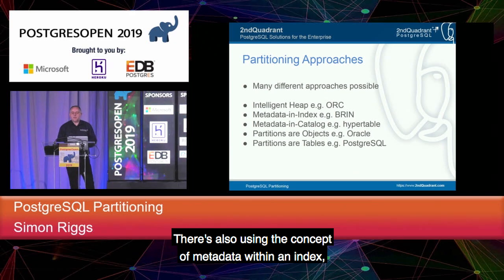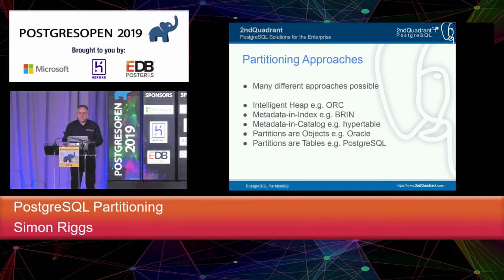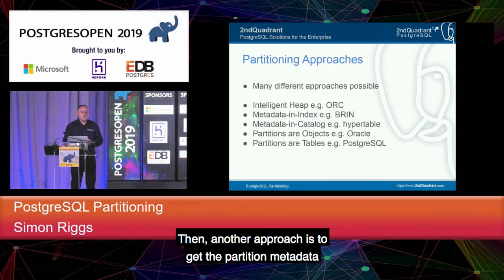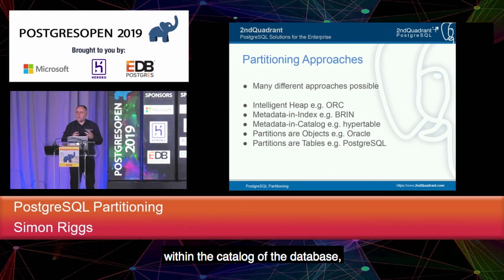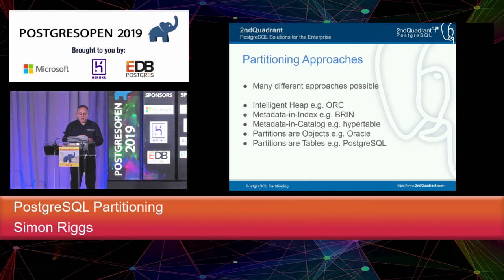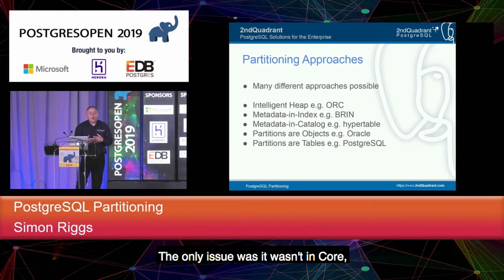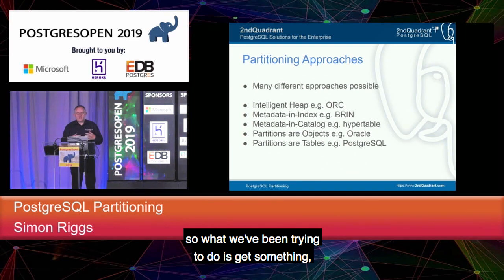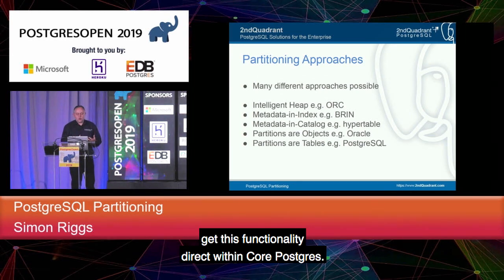There's also the concept of metadata within an index, and that's what we do with the BRIN. Then another approach is to get the partition metadata within the catalog of the database, and I've mentioned the word hypertable there because if you speak to the Citus guys or the Timescale guys, you'll see that they use that hypertable approach. Personally, I think that's a reasonable and valid approach. I don't see anything wrong with it. The only issue was it wasn't in core. So what we've been trying to do is get this functionality directly within core Postgres.